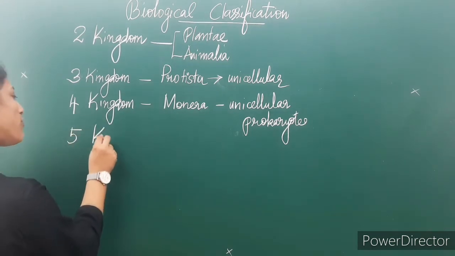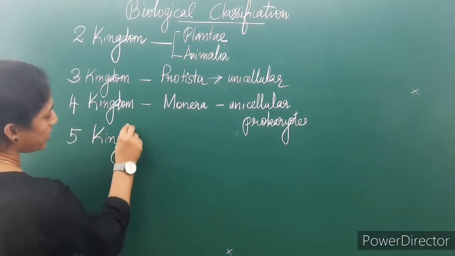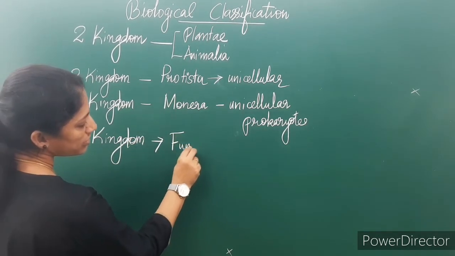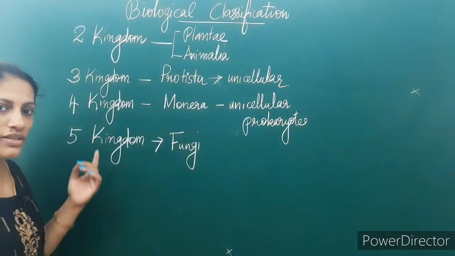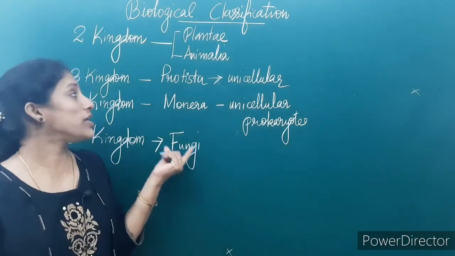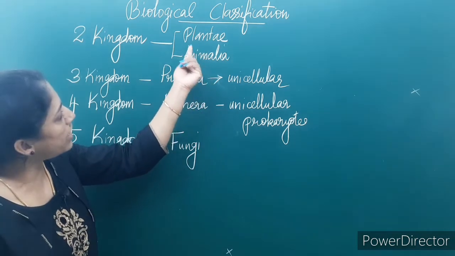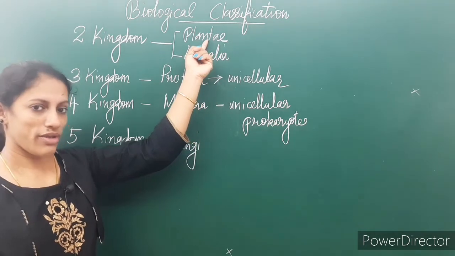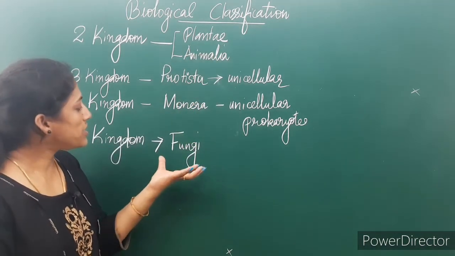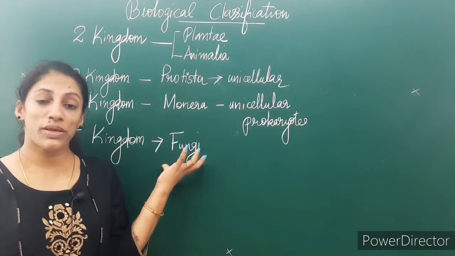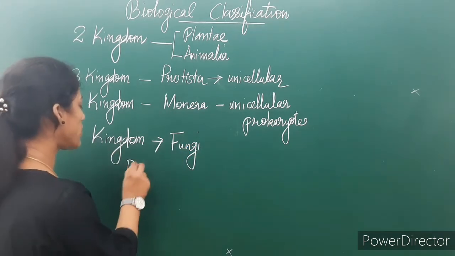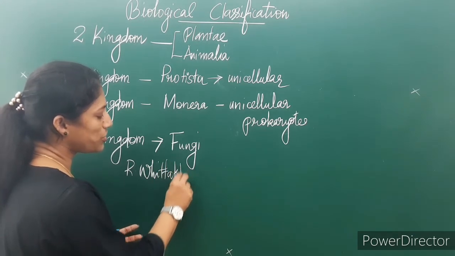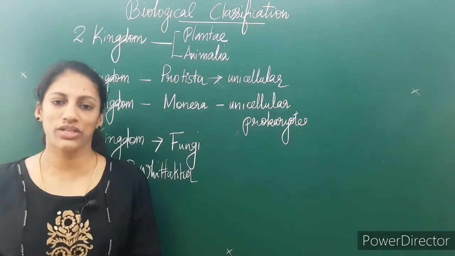And the most accepted five kingdom classification is by Robert Whittaker, who introduced a new kingdom, fungi. Where has it come from? Kingdom fungi was earlier placed under Plantae. Plantae included Thallophyta, which includes algae and fungi-like things. But kingdom fungi was separated by Robert Whittaker due to the cell wall nature and nutrition.